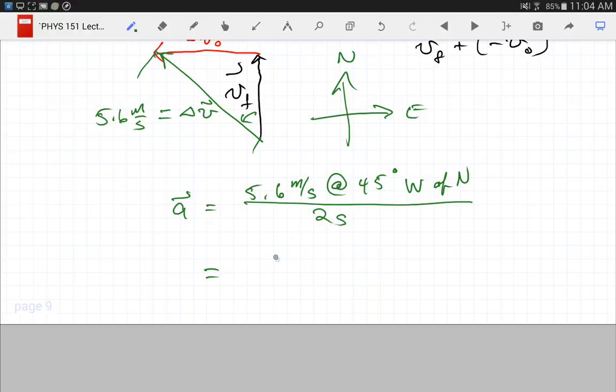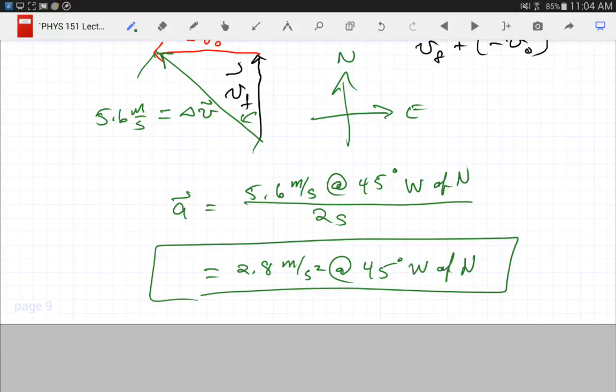And so then I get my answer. That would be, half of 5.6 is 2.8 meters per second squared at 45 degrees west of north. So that's how I would get it graphically. I would measure this angle and I would measure the length. Now analytically, I did this in my head obviously using the analytical method. How do we do it analytically?